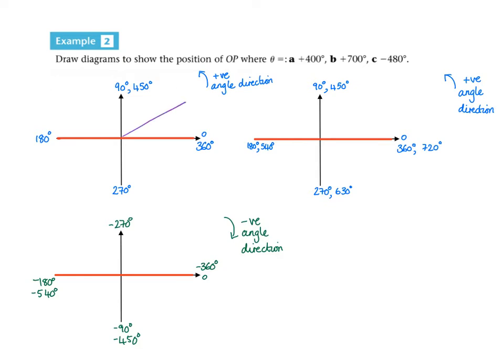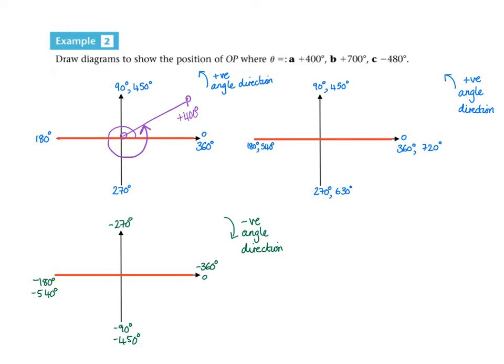And that means I've started at 0, I've gone round, and I've gone to here. So that would actually be plus 400 degrees. So it's in the first quadrant. It's a positive angle, so we go in an anti-clockwise direction. So that would be O and P there. So that's the line OP.